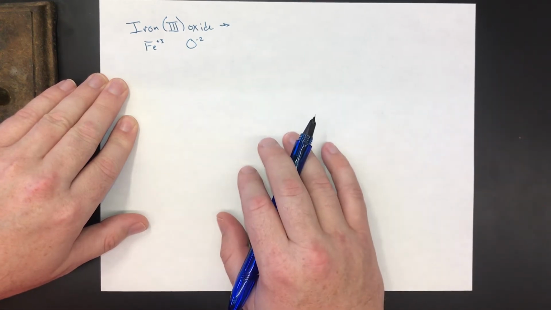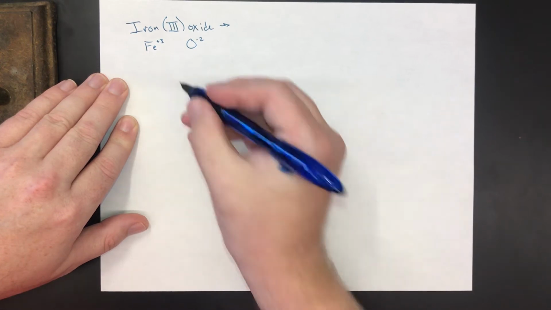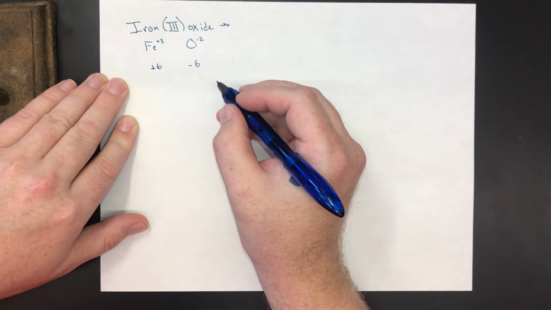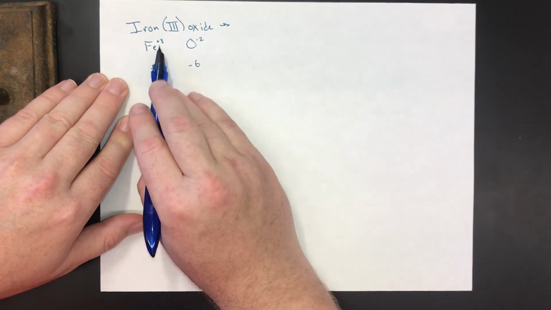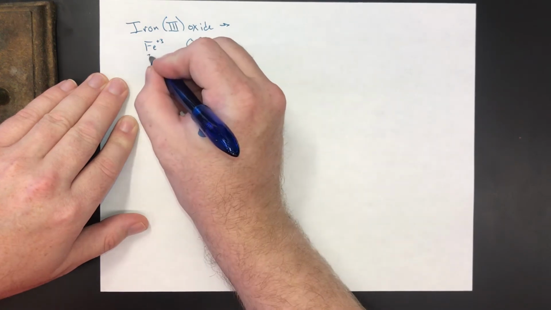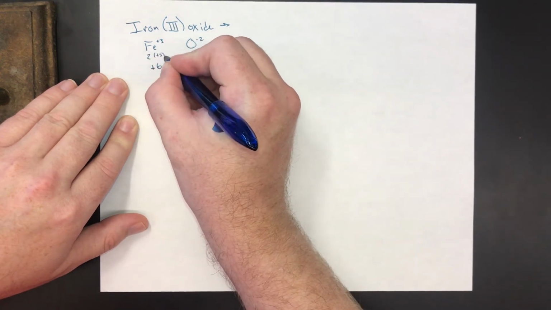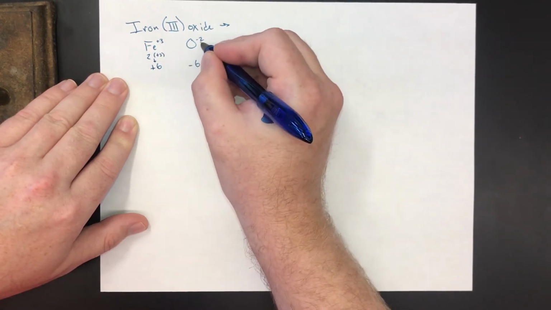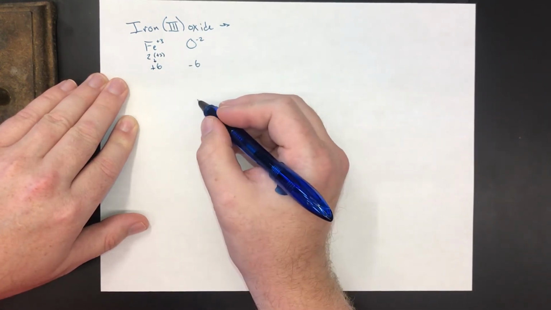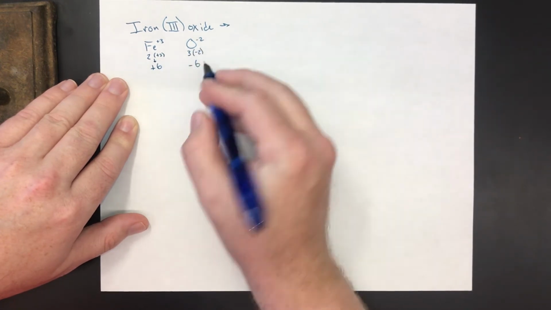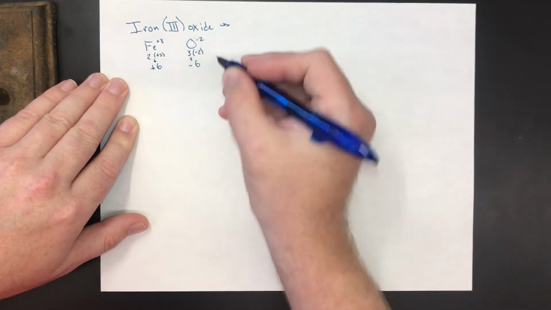6 is the smallest number that those are both a factor of. So what we need to think about is we're going to need +6 charge and -6 charge. So how many irons does it take to get to +6? Well, if I had 2 of them times a +3 charge, that would give me +6. How many oxygens would it take to get to -6? Well, if I have 3 of those, that would give me a -6.